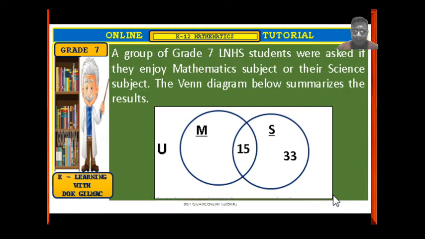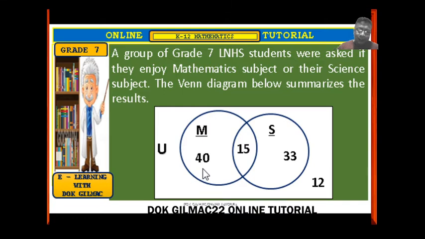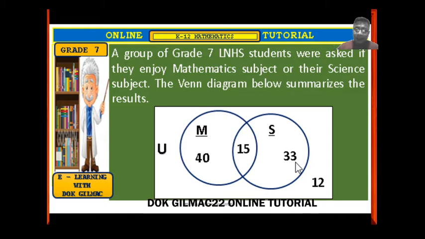So we have here 15 students who like both math and science. There are 40 students who like mathematics only and 33 students who like science only. And there are 12 students who dislike both math and science. So that's how to read this.